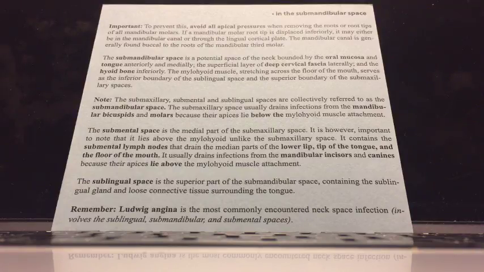The submandibular space is a potential space of the neck bounded by the oral mucosa and tongue anteriorly and medially, the superficial layer of deep cervical fascia laterally, and the hyoid bone inferiorly. The mylohyoid muscle stretching across the floor of the mouth serves as the inferior boundary of the sublingual space and the superior boundary of the submaxillary space.